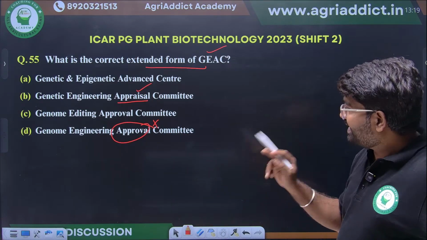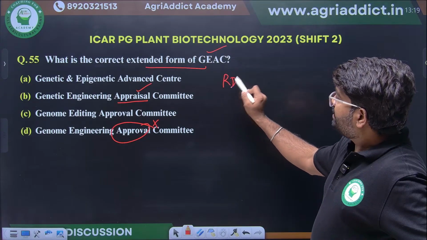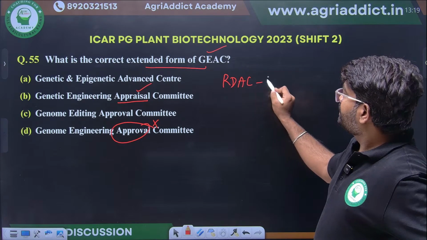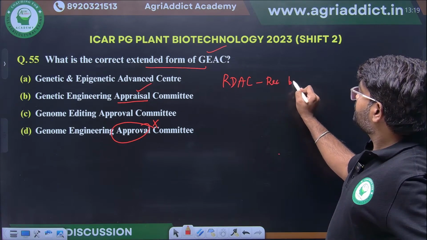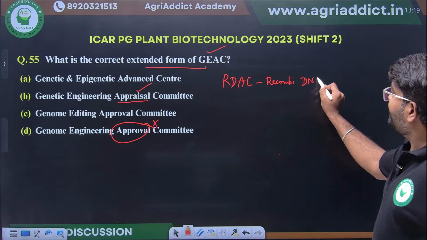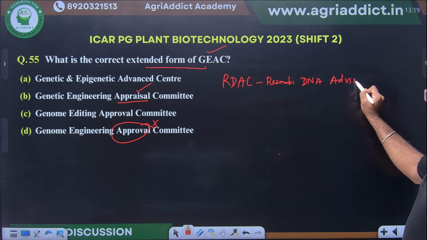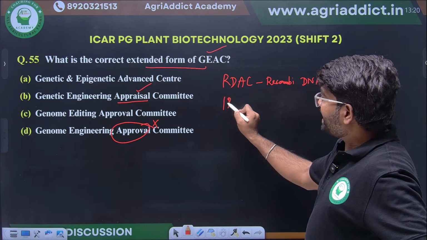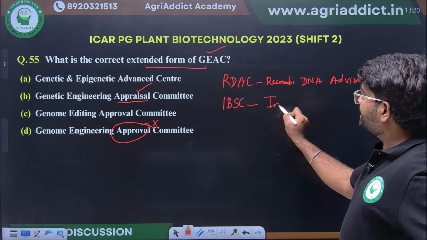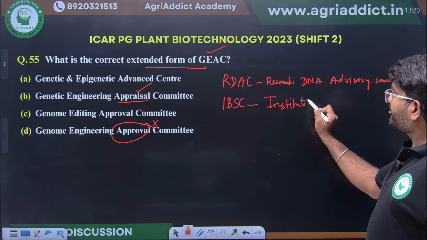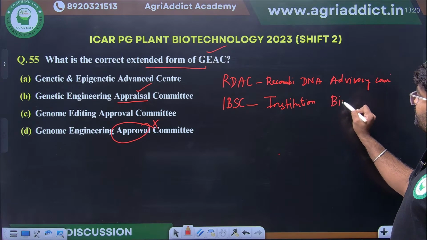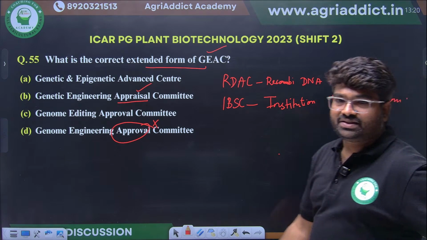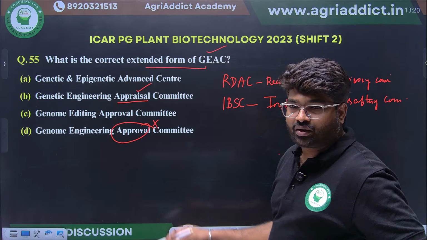Then, most important, as I have already told you, you have to know the expansion of RDAC, Recombinant DNA Advisory Committee. Advisory committee. Then in the last question, they may ask IBSC, Institutional Biosafety Committee. These are some of the expansions they can ask, so you have to be thorough about these things also.